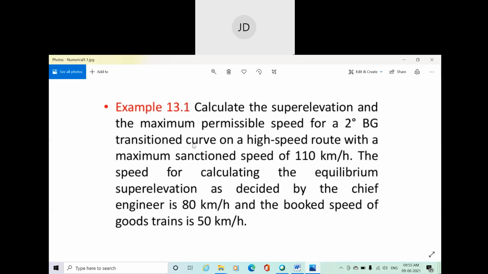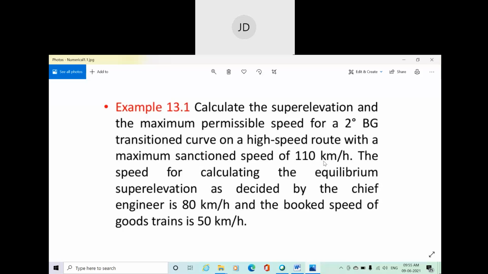In this particular numerical, you are asked to calculate the super elevation. You need to find out the super elevation and the maximum permissible speed of the train for a 2-degree broad gauge transition curve. That means the degree of the curve is given as 2 degrees on a high speed route with a maximum sanctioned speed of 110 kilometer per hour.